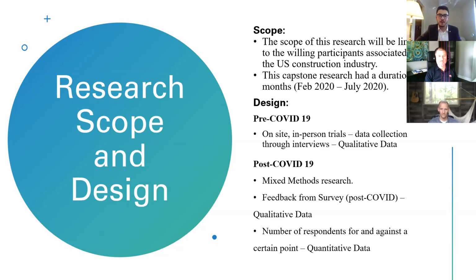But then COVID happened in February, March-ish time. And then we moved on to a mixed methods research. The on-site in-person trials went to surveys and making a video that shows the robot working, that we'll be seeing later on in this presentation, and then getting feedback from that. So that feedback got us qualitative data, but the number of respondents in the Qualtrics survey for and against certain points gave us our quantitative data. So that's how this research became mixed methods in design.